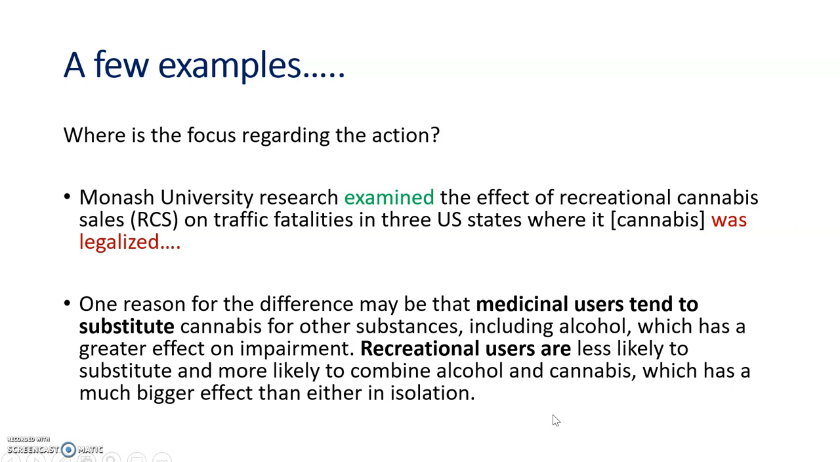Sometimes, and we can see this very clearly, the writer wants to emphasize who does the action. So here we have medicinal users tend to substitute compared to recreational users. So here we're emphasizing and showing that the doer is the focus of the sentence.